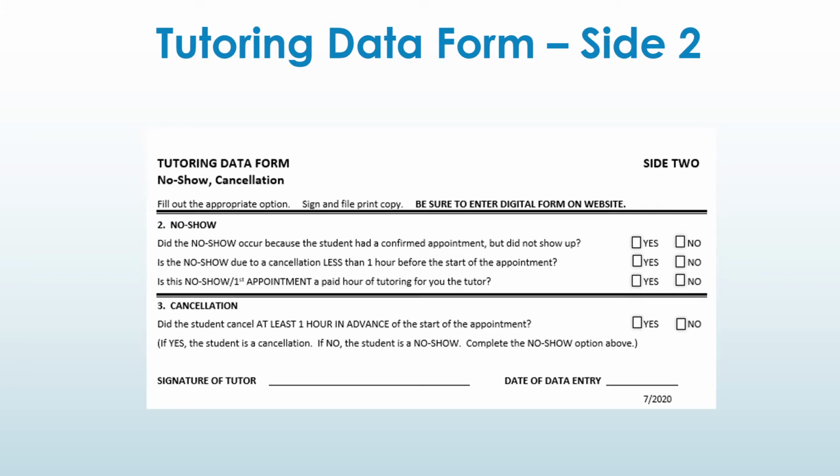This is the back part of the tutoring data form. And as we talked when we reviewed the student contract, we do document attendance situations. And the back form of the contract will be used for this purpose. This information captures whether or not the student is a no-show or a cancellation. There's just a few quick, simple yes or no questions, and then this information also gets entered online into the database.